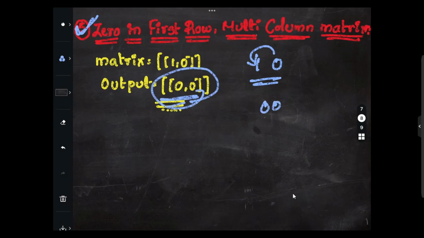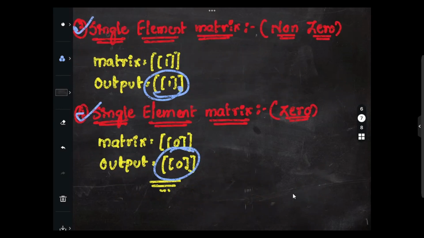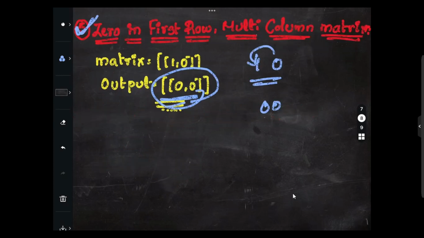So these are the 5 edge cases that we need to consider here. The first edge case is for the 0 in first row only. The second edge case is for the 0 in last cell. The third edge case is for the single element matrix non-zero. The fourth edge case is for the single element matrix 0, and the fifth edge case is for the 0 in first row multi-column matrix, right? So these are the 5 edge cases that we need to keep in mind.